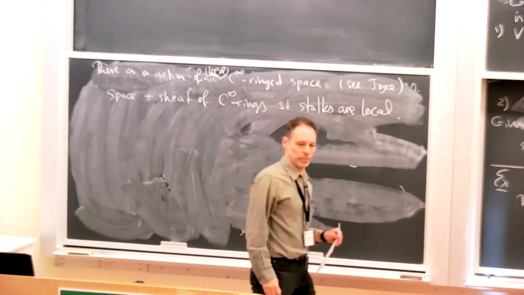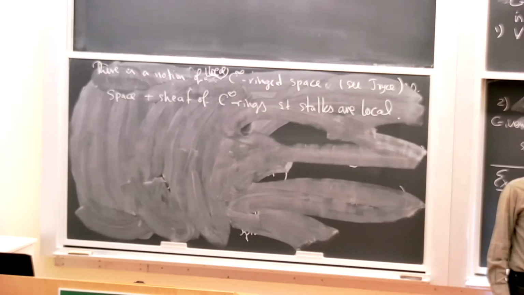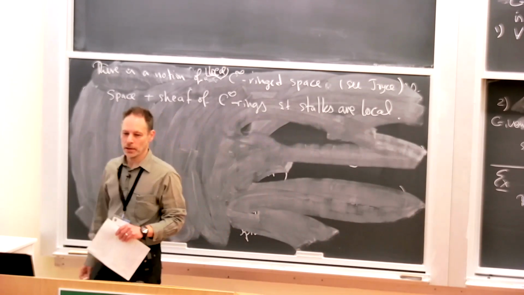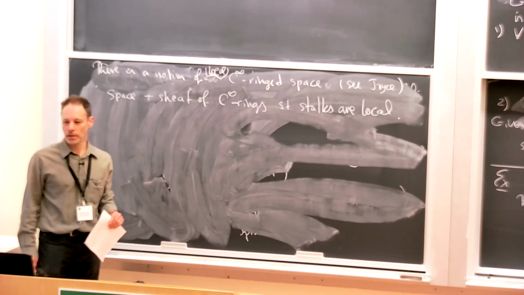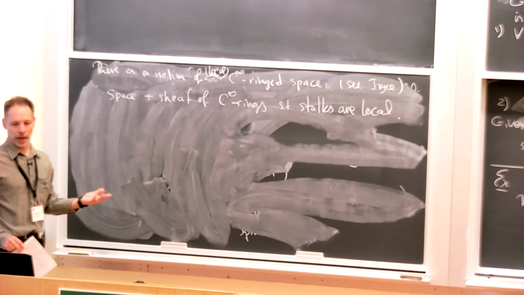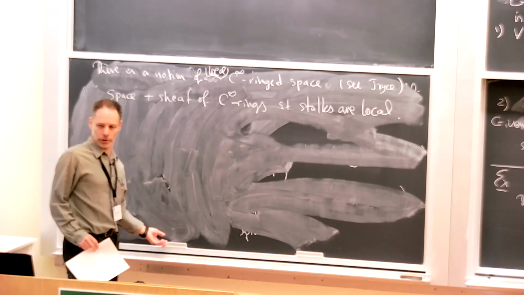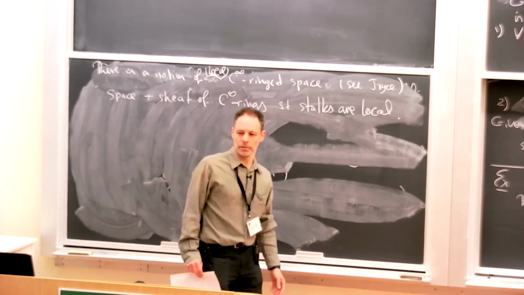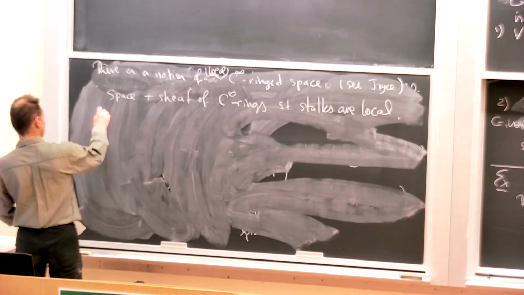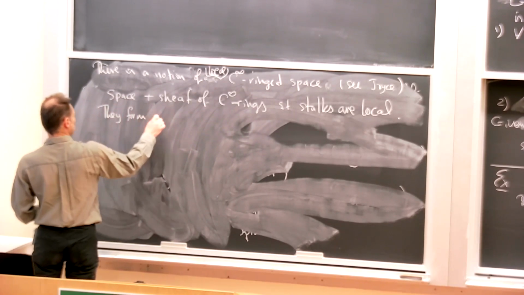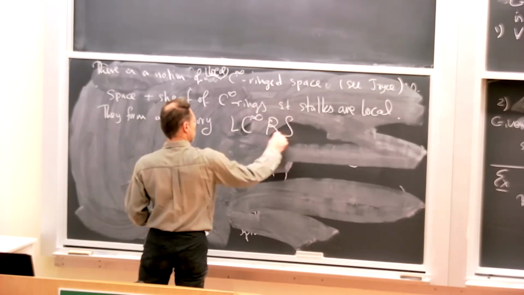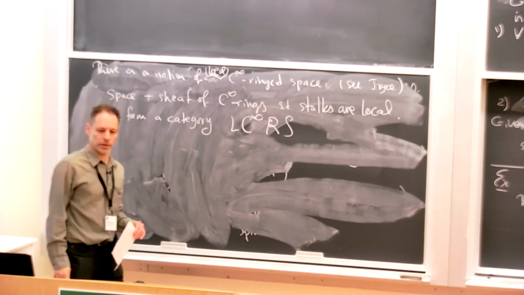So there is a notion of a C infinity ring being local: there exists a unique maximal ideal. There's a subtlety in defining local C infinity rings, and I'm going to sweep it under the rug. You're not taking just arbitrary maximal ideals. You're looking at things called R points, right? So they form a category. Joyce calls them LC infinity RS, local C infinity ring spaces.